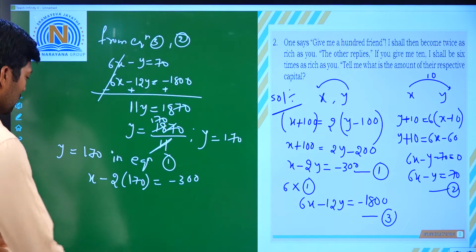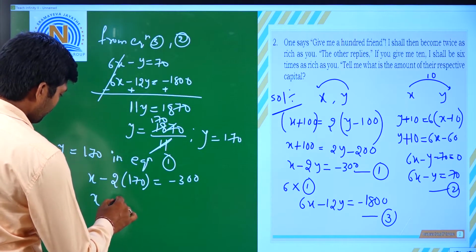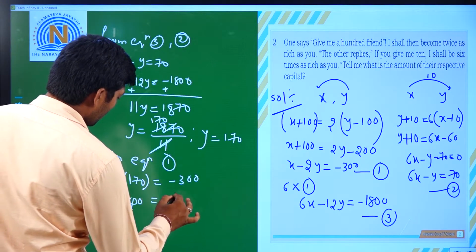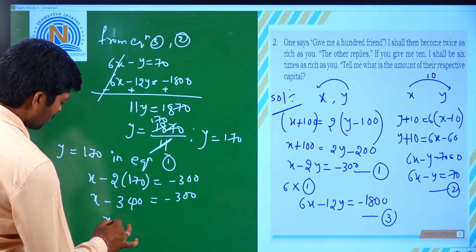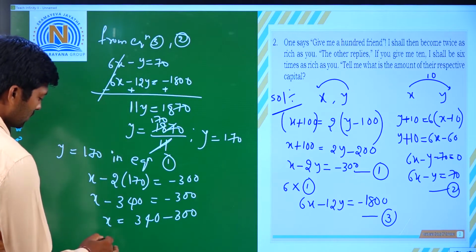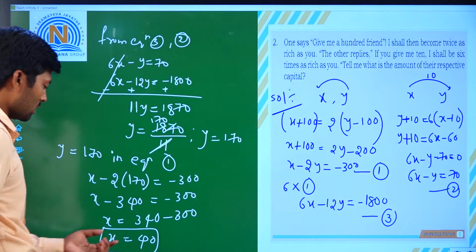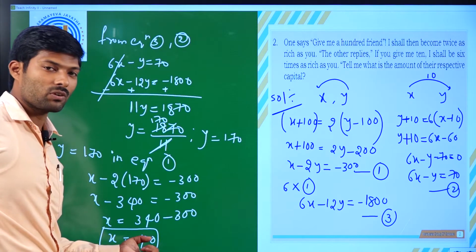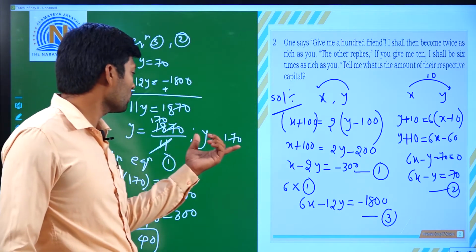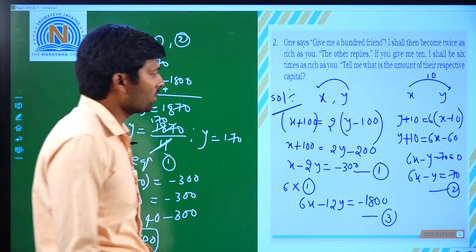Minus 300. So, x minus how much is it? So, it is 340 is equal to minus 300. So, x is equal to how much? 340 minus 300. So, what is the value of x? X is equal to 40. So, the first friend has how many rupees? 40 rupees. What is the amount with the second friend? That is 170 rupees. So, likewise we can solve. Let us go for the next question.